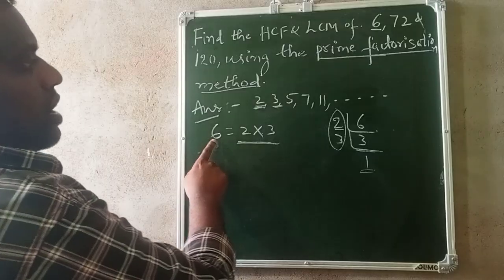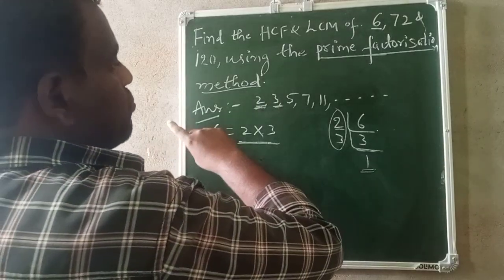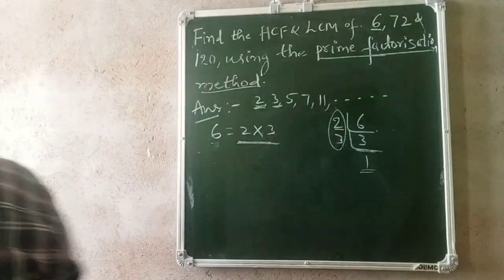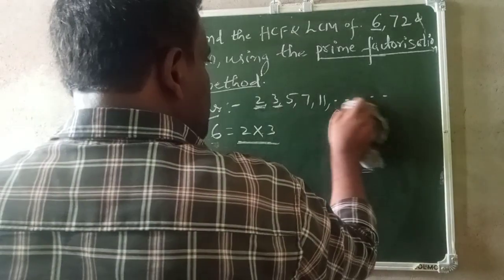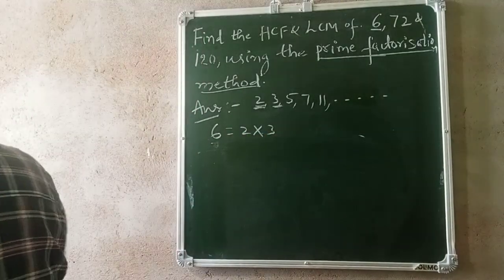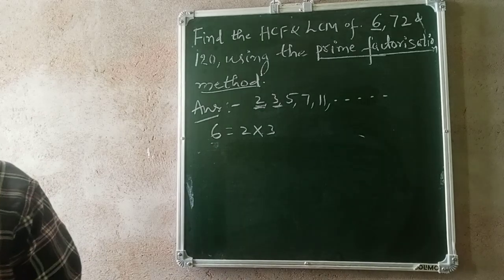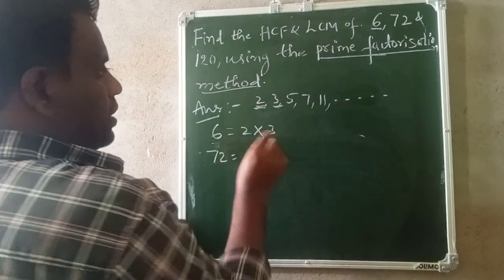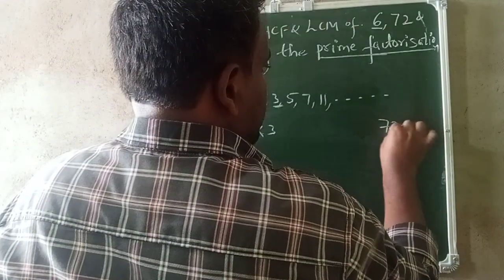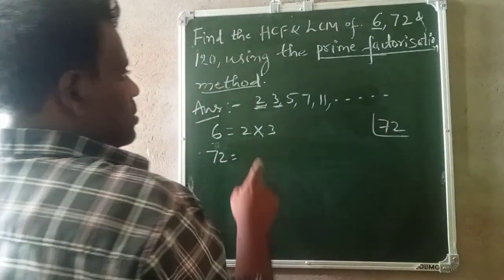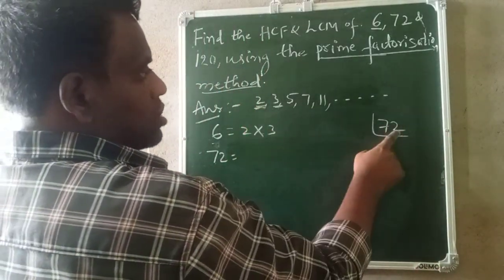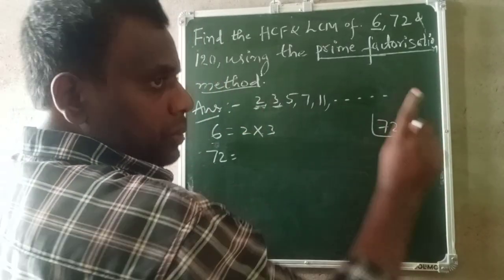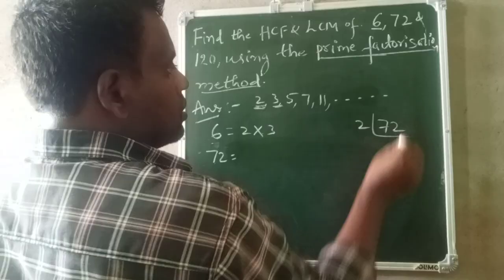Similar to 6, we have to write the prime factors for 72 also. Now I will take 72. Here I will write 72, like this. First check whether this 2 can divide this 72 or not. Yes, 2 can divide this 72 completely. So I will take this 2 here.